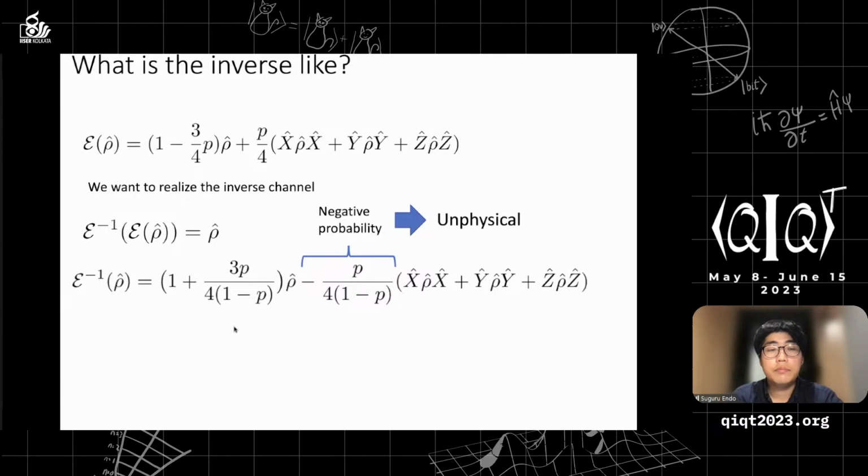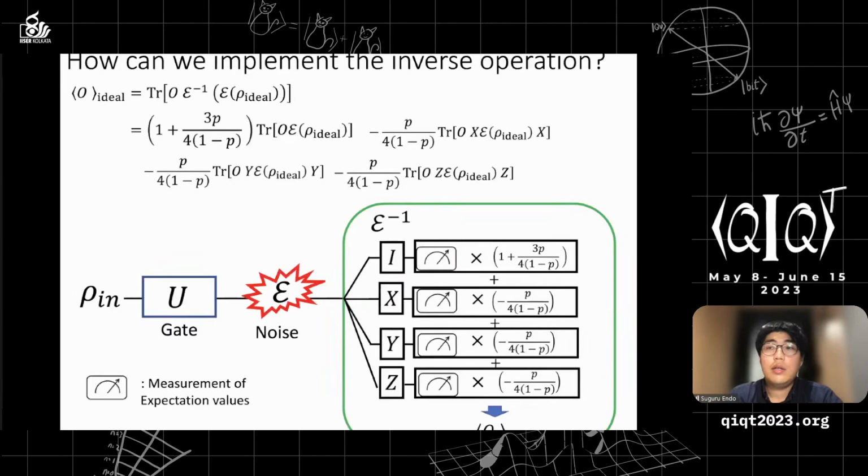This has a negative value. So the probability becomes negative, and that means this map is unphysical, so we needed to have some trick. And the trick is that we post-process the measurement outcome.